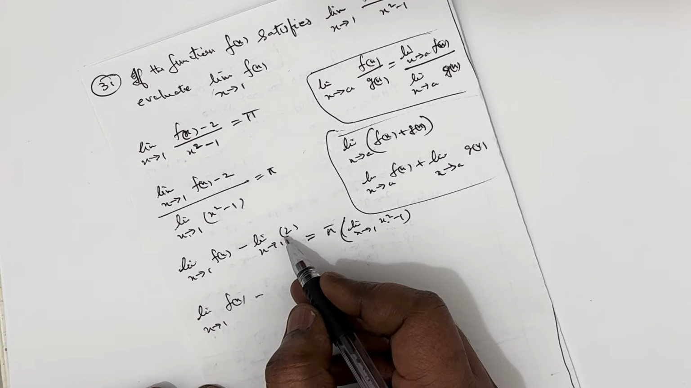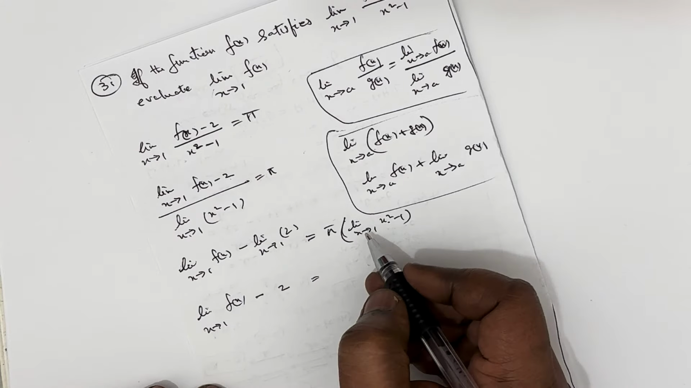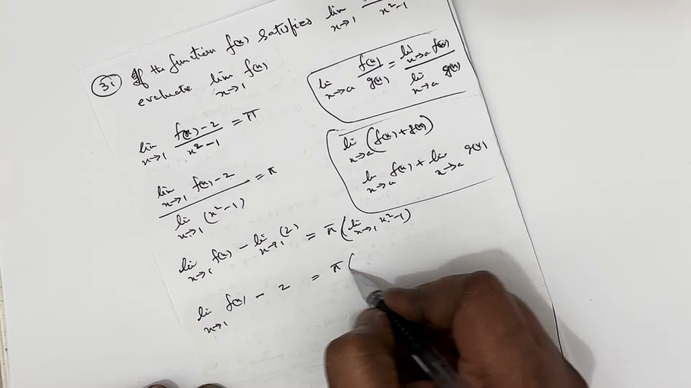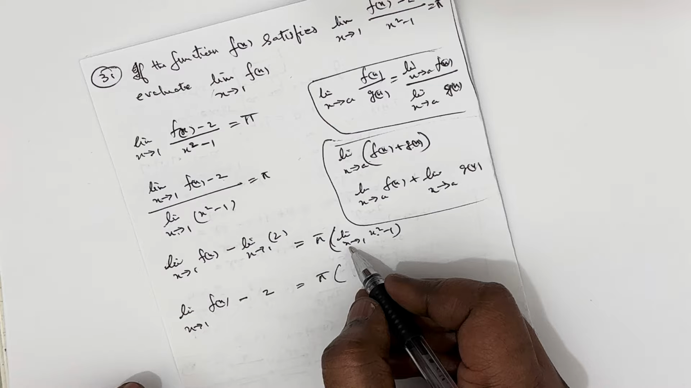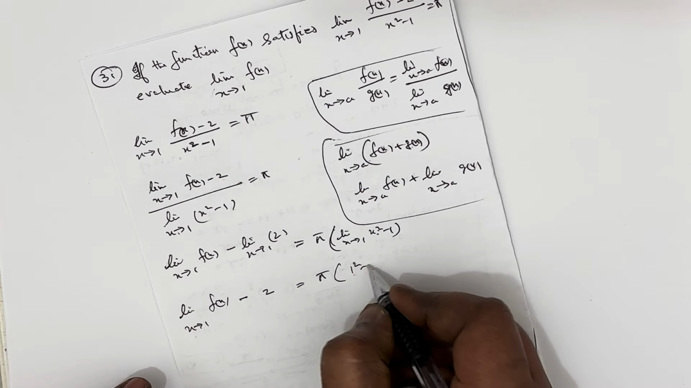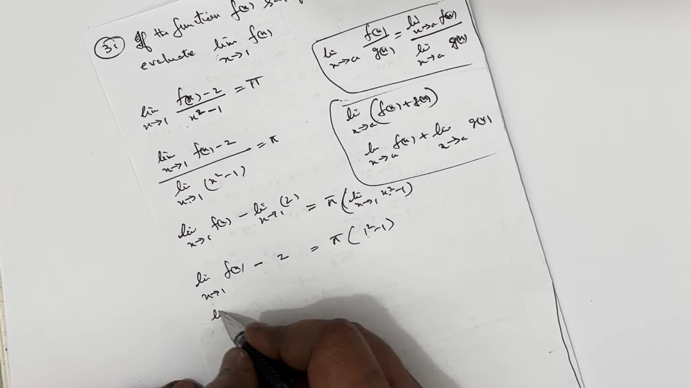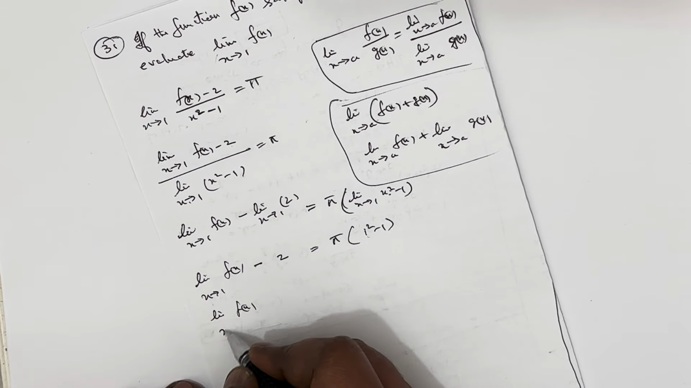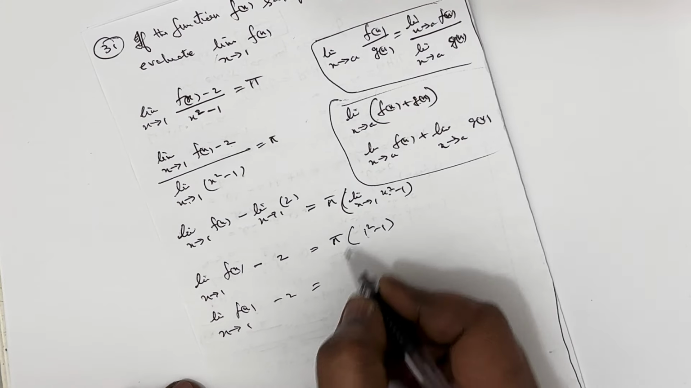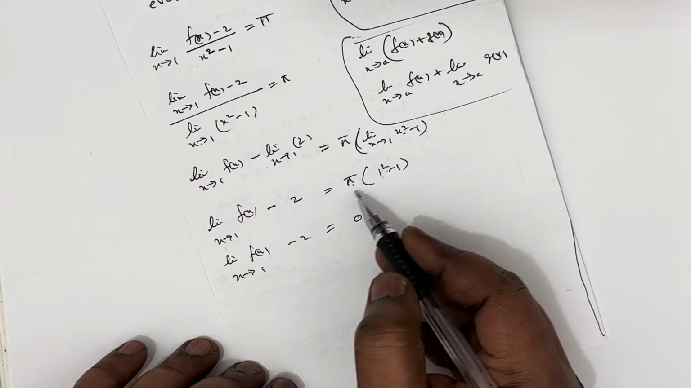Now the limit of the constant is the constant, so this can be written as 2, which is equal to pi multiplied by, when we put the value of x in the function, 1 squared minus 1, which is 0. So this becomes limit f of x as x approaches 1 minus 2 equal to 0. 0 multiplied by pi becomes 0.